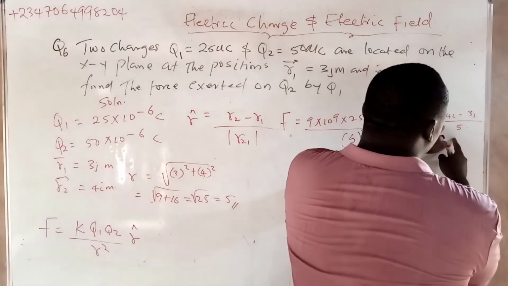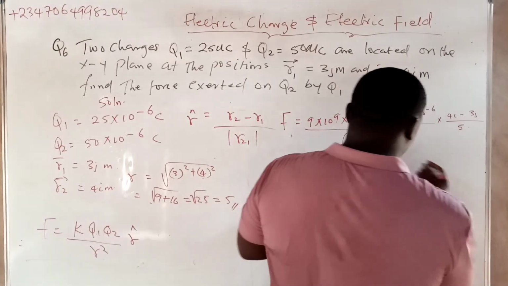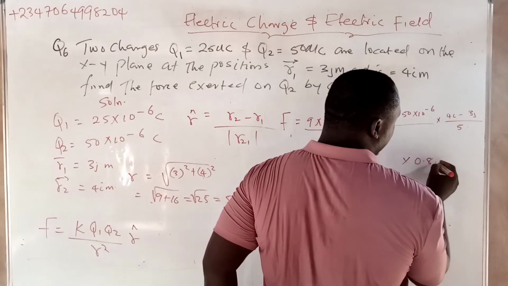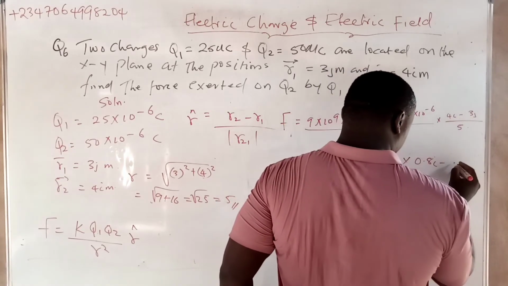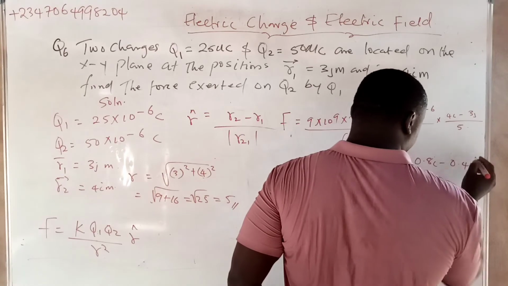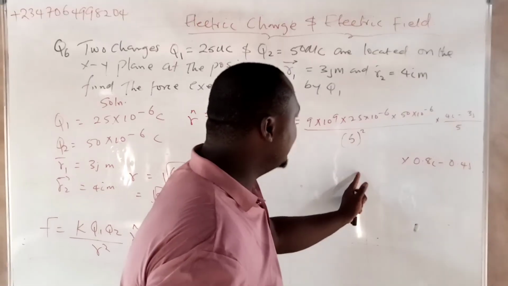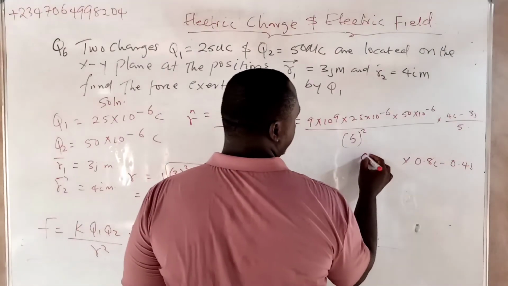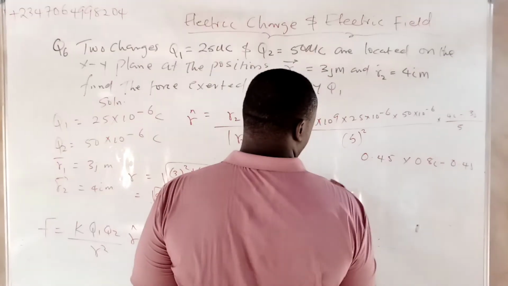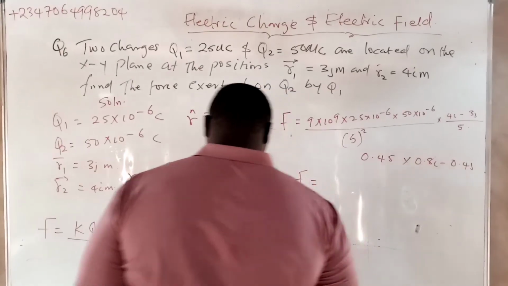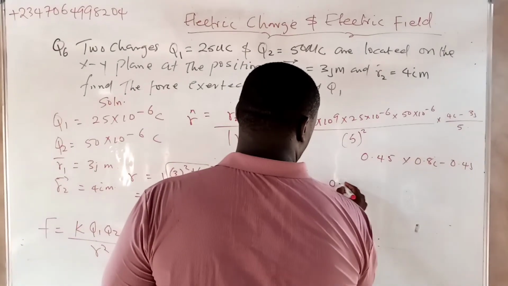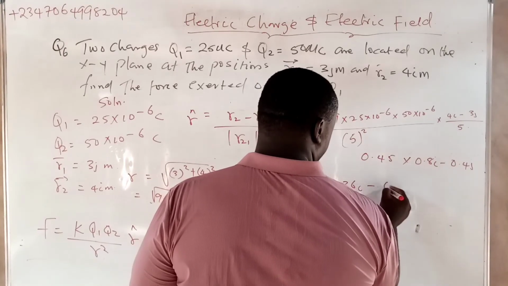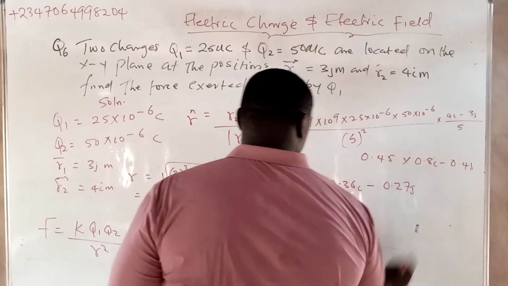Now here will be 5. Whatever we get now, 4 divided by 5 should give you 0.8i minus 0.6j. Whatever we get from this place, we attach it to this, which gives you 0.45. Now your F is 0.36i minus 0.27j.